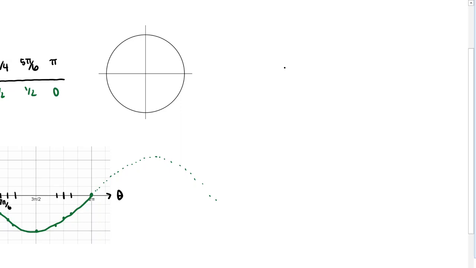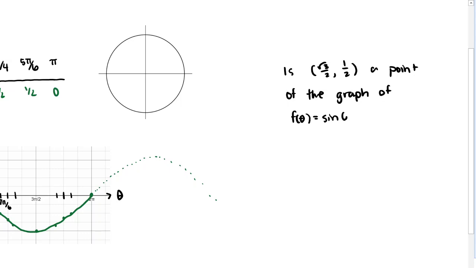Let's say I ask something like, is the point square root of 3 over 2 comma 1/2 a point on the graph of f of theta is equal to sine of theta? Here, the first coordinate is supposed to represent the input value to our function, and the second coordinate is supposed to represent the output value. When we ask if a point is on the graph of some function, we're really asking if I plug in this input, do we get this output to our function?